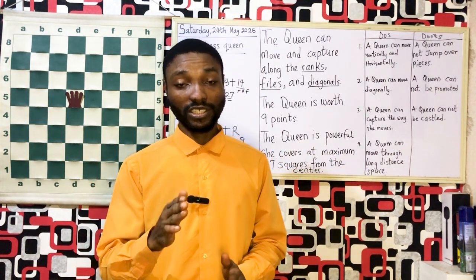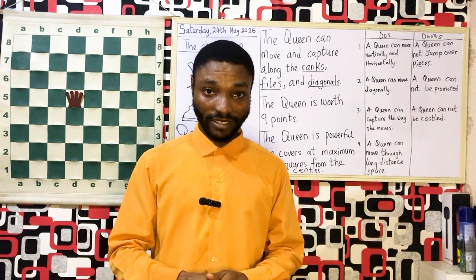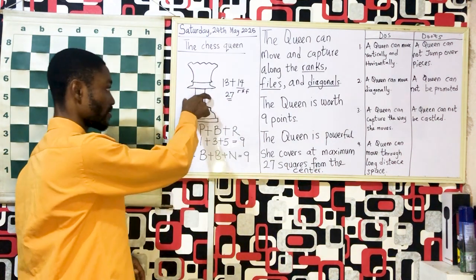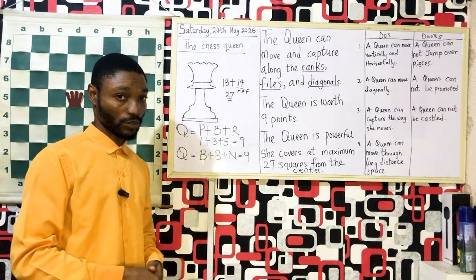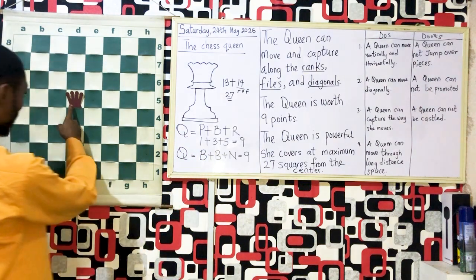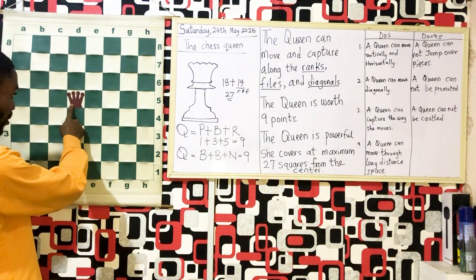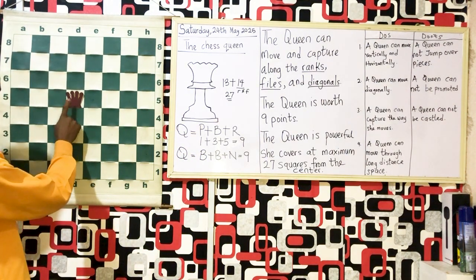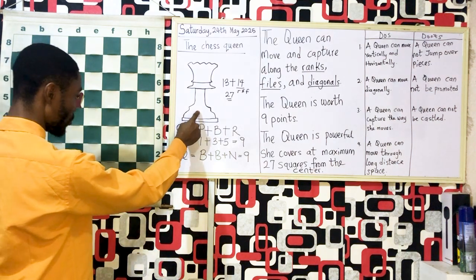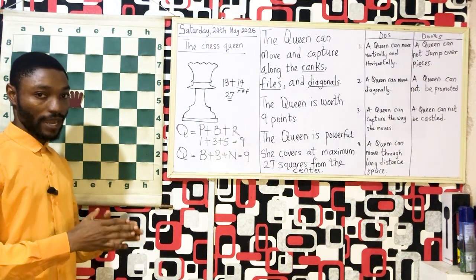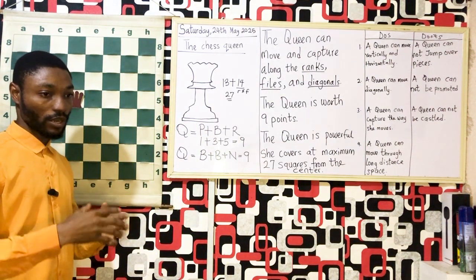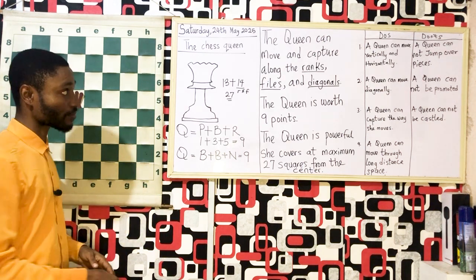This video is on the chess queen. Let's dive right into it. This is the diagram for the chess queen, and this is the representation of the chess queen on the board. So I'm going to use this to explain how the chess queen moves and captures on the board and some interaction with other pieces on the chessboard.